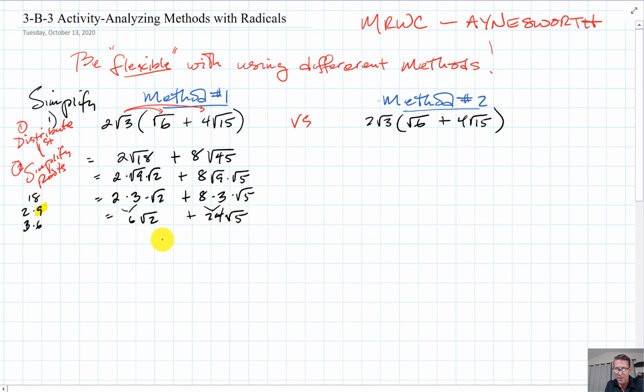And these are unlike, so you are done at this point unless you want to factor out the common factor. If you look here, the 6 and the 24 have a common factor, right? So if you want to factor out the 6, you can. You get 6 times the quantity root 2 plus 4 root 5, because 4 times 6 is 24. You factor out the GCF right here.